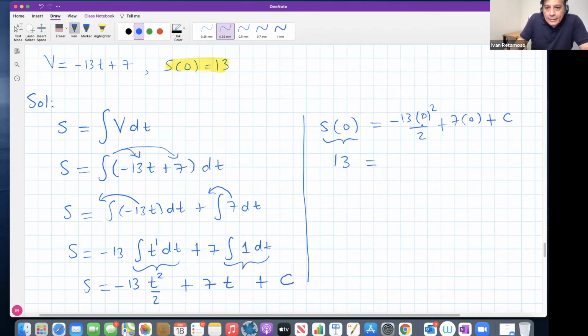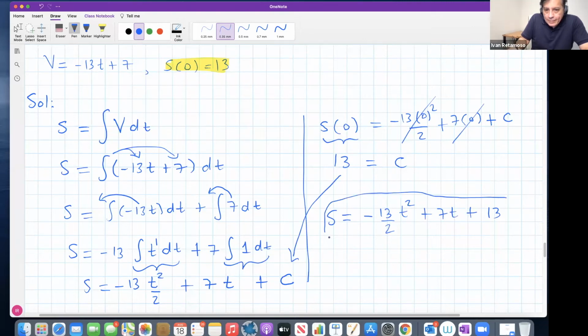So let's do the math. 0 squared times 13, 0. 0 times 7, 0. So this is C equal to 13. Once you have this, go back to s and finally write out your position function completely determined. 7t plus 13, right? This is it. Okay.